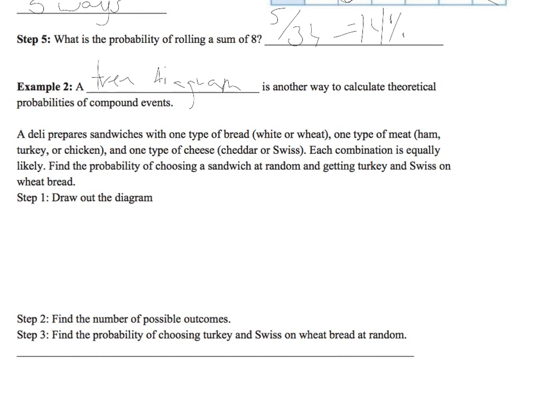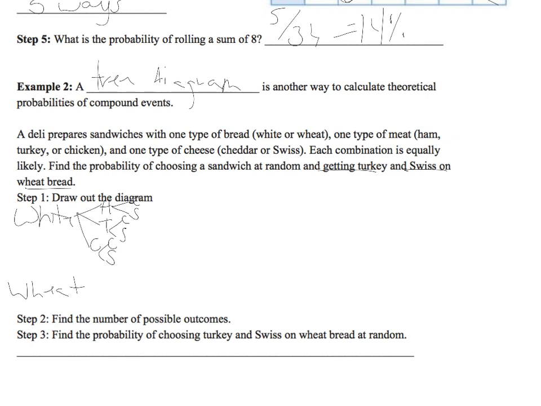So a tree diagram starts out by figuring out the first option we have, which is white or wheat bread. And then after we choose our bread, we have our meat choice. And I'm going to abbreviate. So I can choose ham, turkey, or chicken. And after I choose my meat, then I choose my cheese. So I've got cheddar or Swiss, cheddar or Swiss, and again, cheddar or Swiss. So if we note here, we have white ham and cheddar, white ham and Swiss, white turkey cheddar, white turkey Swiss, white chicken cheddar, and white chicken Swiss for six total outcomes. Just by choosing white bread, 6 outcomes.